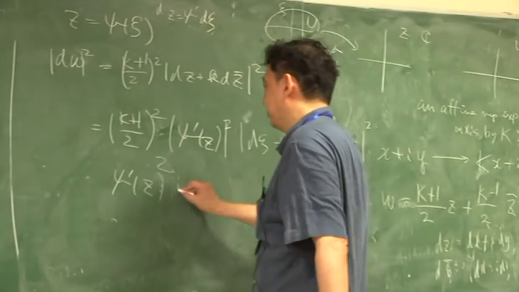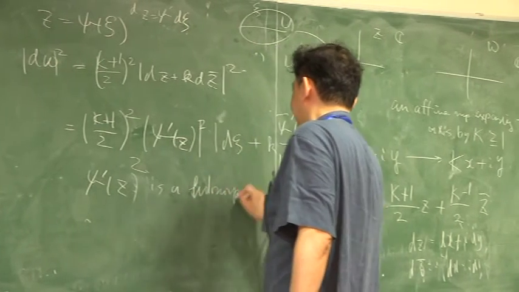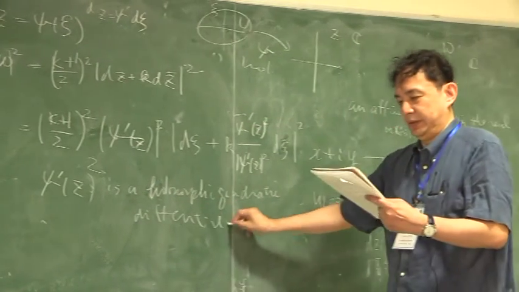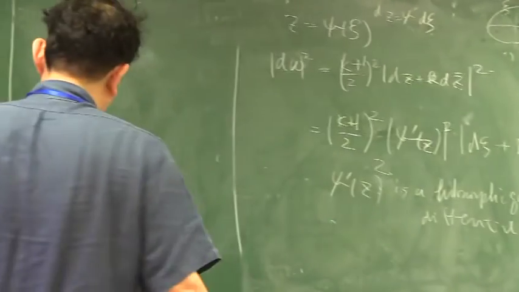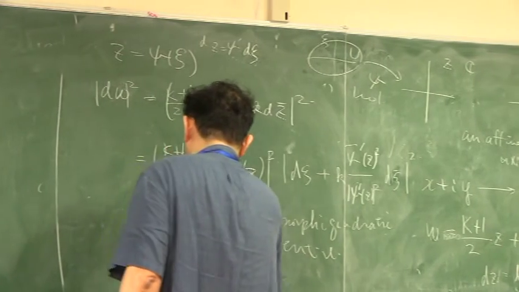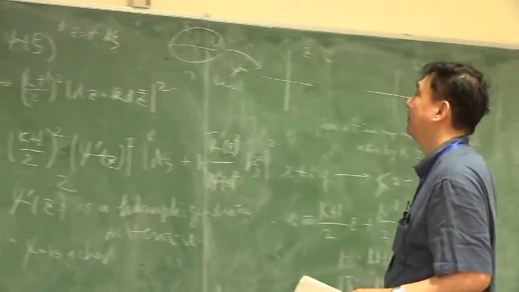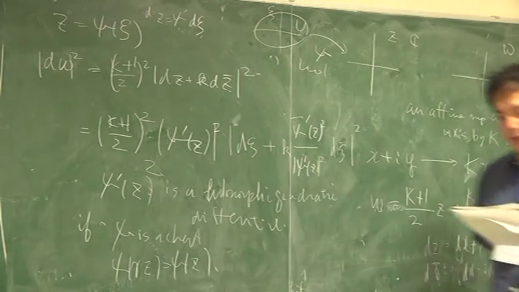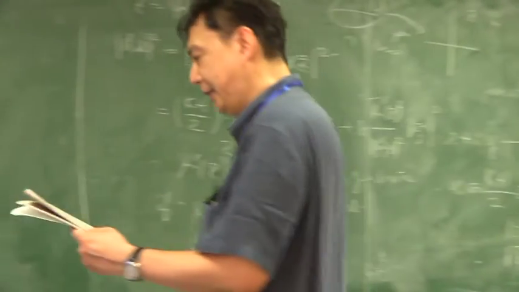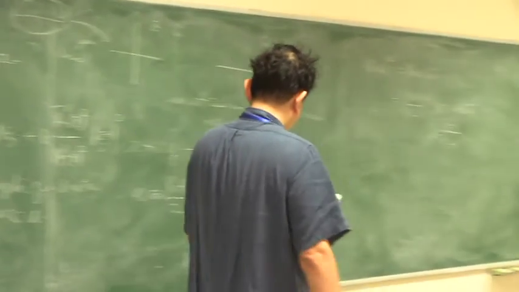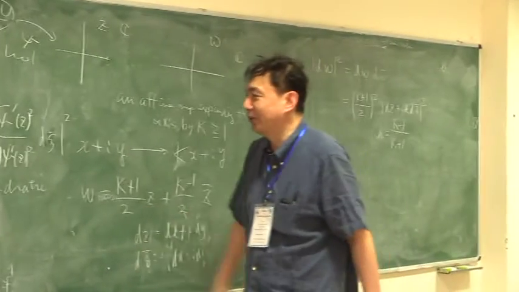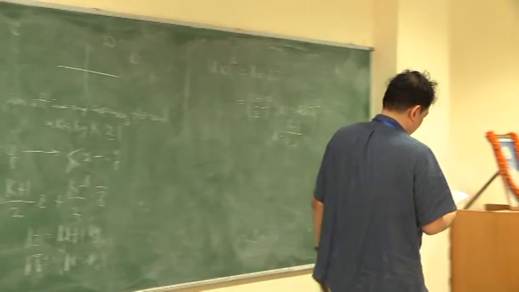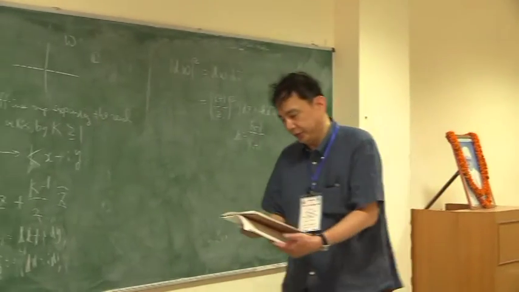This is actually a holomorphic quadratic differential. If psi is a chart, invariant by gamma, and you have something like that, then this one, not that one but this one, turns out to be the quadratic holomorphic differential.